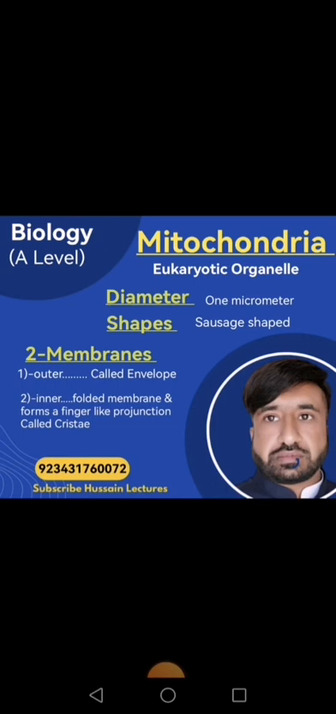Let's say diameter. Mitochondria carries a diameter of 1 micrometer. Shapes. It is of various shapes, but usually it occurs in the form of a sausage. It is a sausage-like shape.